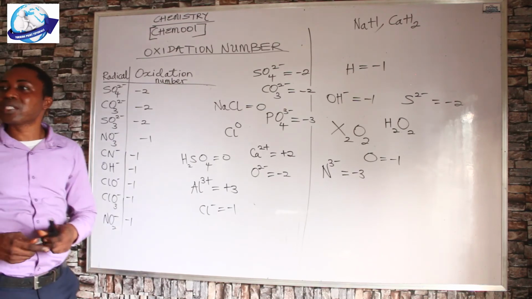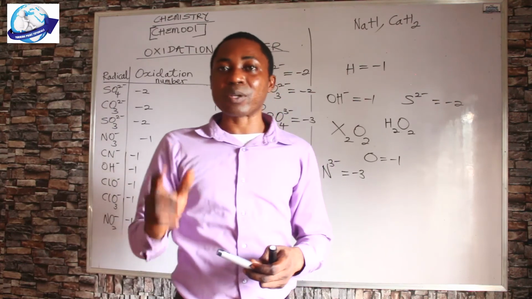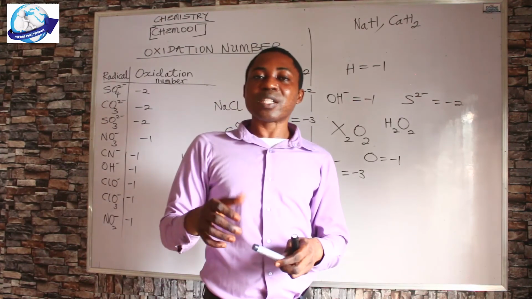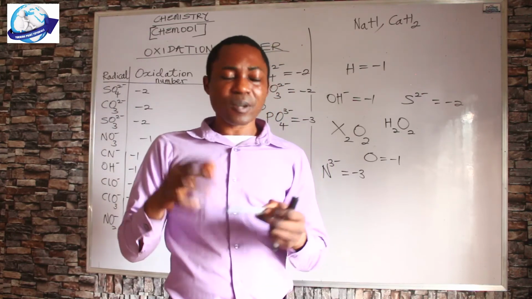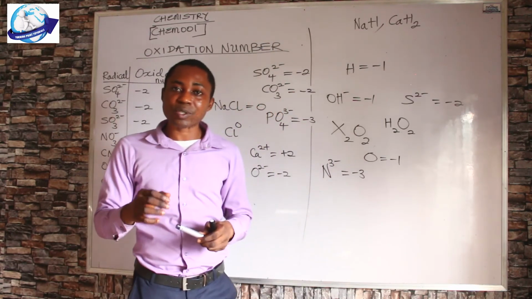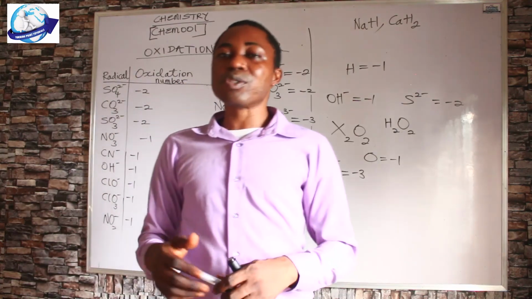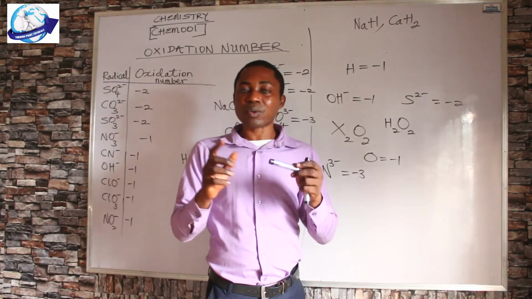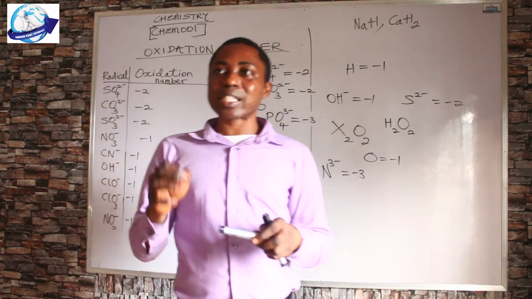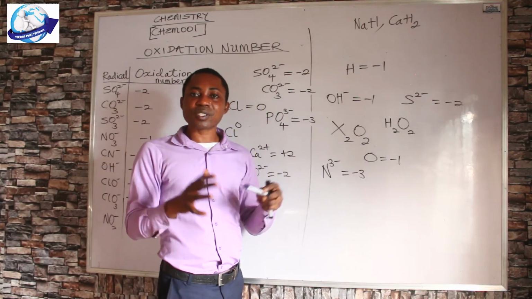Then we also see that the group 7 ions, the ions formed by the group 7 elements, are always -1. We also see in the case of nitride that nitrogen is always -3. Then oxygen in its combined state is always -2, except in the peroxide. Then hydrogen in its combined state is always +1, except in the case of the metallic hydride. We have seen various oxidation states.